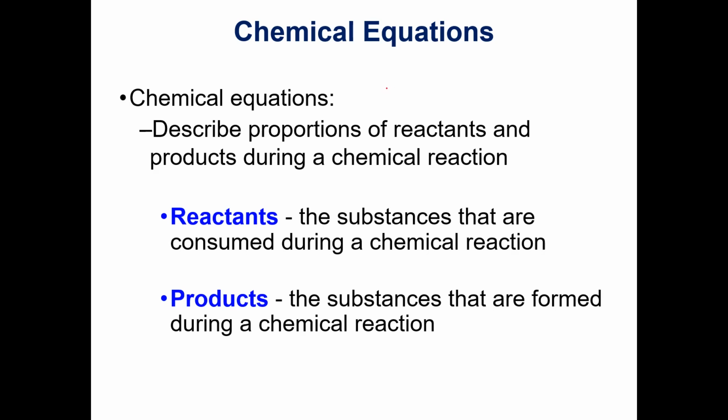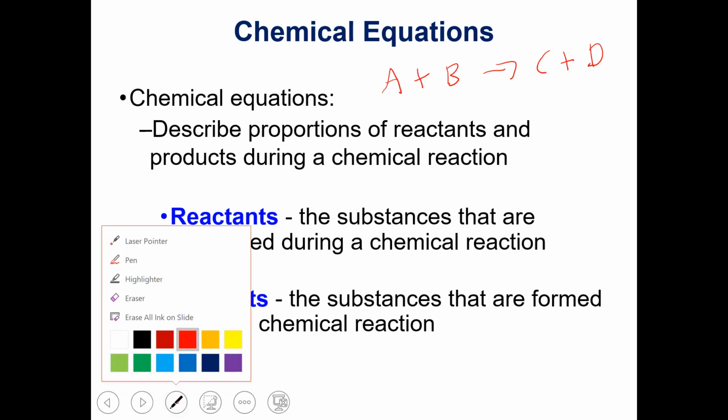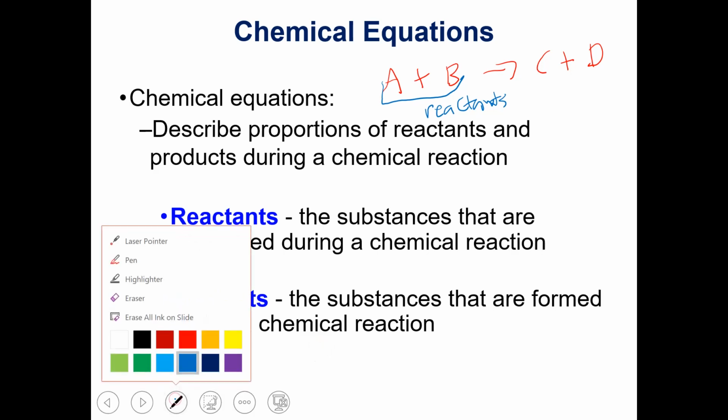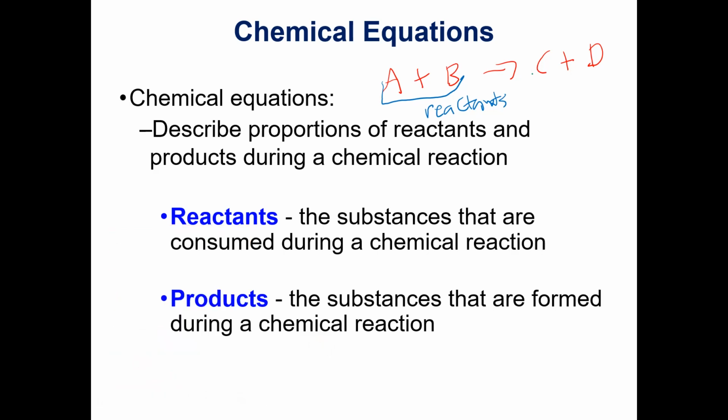If we have our generic reaction, we're just going to have two generic compounds here, A and B, which form C and D. A and B, the substances that get consumed during a chemical reaction, are our reactants. And C and D, the substances that get formed in a chemical reaction, are our products.